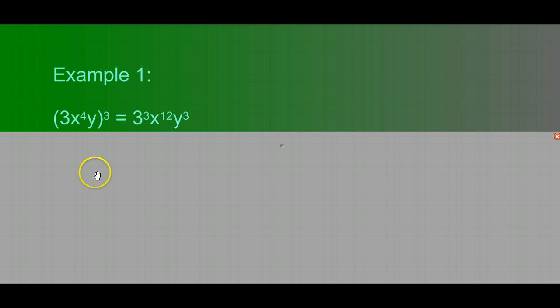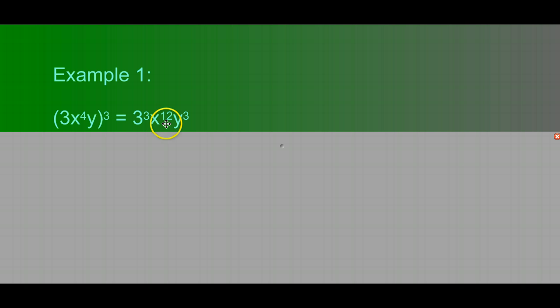In our first example, we have 3x to the fourth y raised to the third power. In order to do that, we have to take everything in that parenthesis to the third power. We take 3 to the third power, x to the fourth to the third power becomes x to the 12th because we multiply the exponents. And then remember, if you have this lone y, there is a 1 assumed as an exponent on the y. So we do 1 times 3 is 3. So we get 3 to the third, x to the 12th, y to the third.